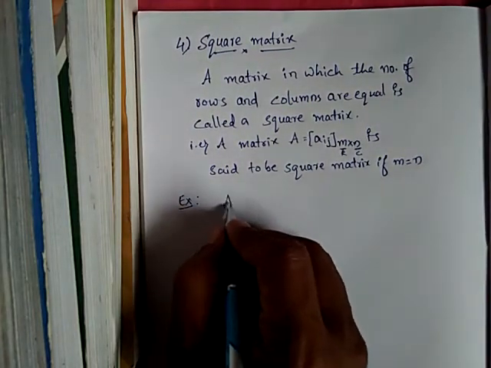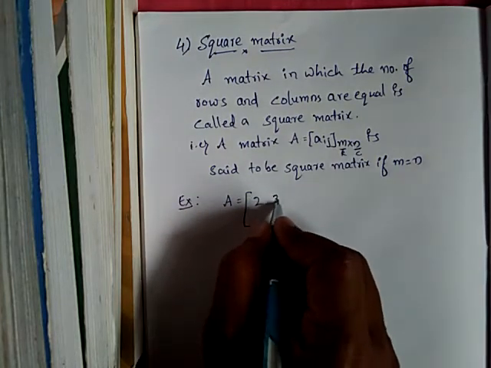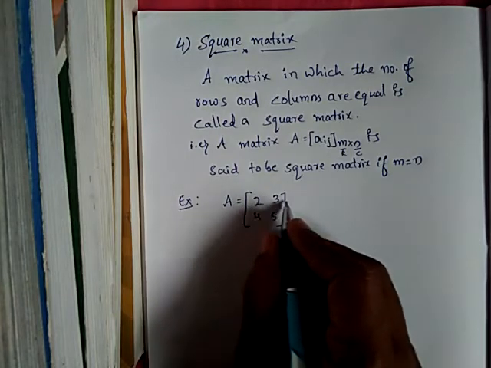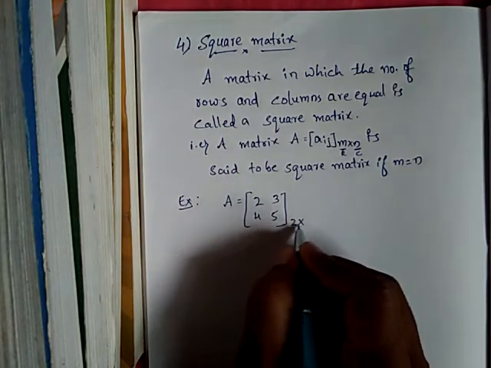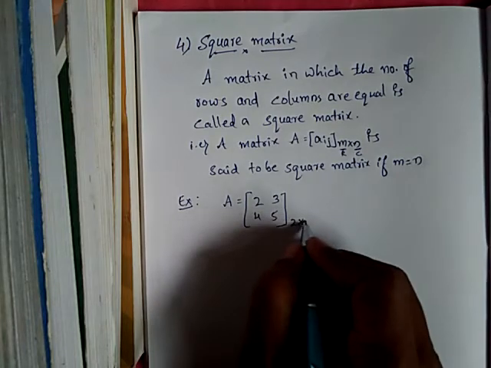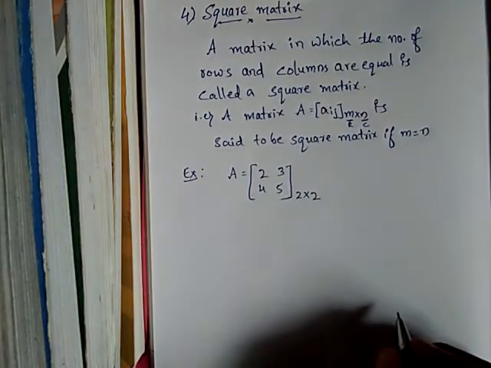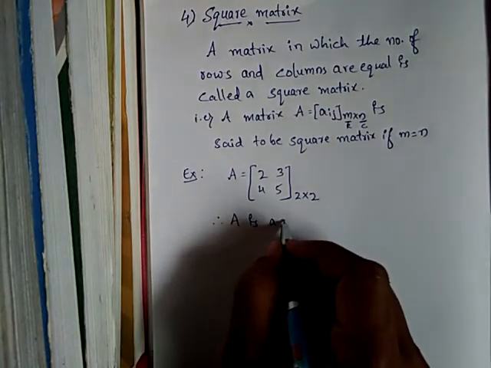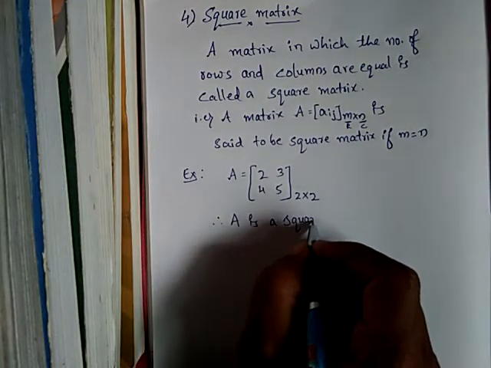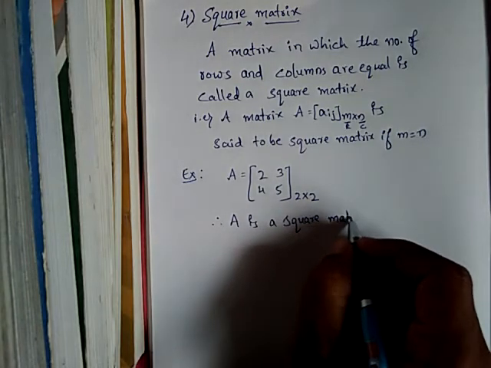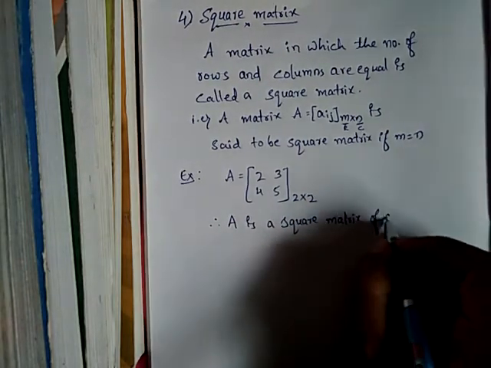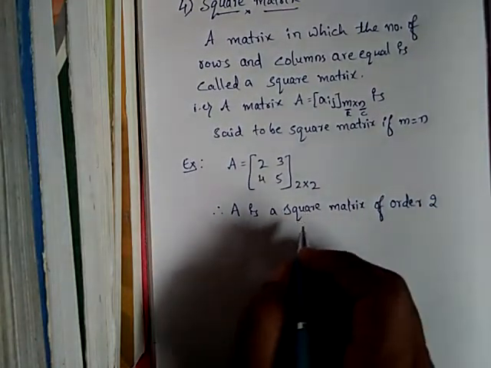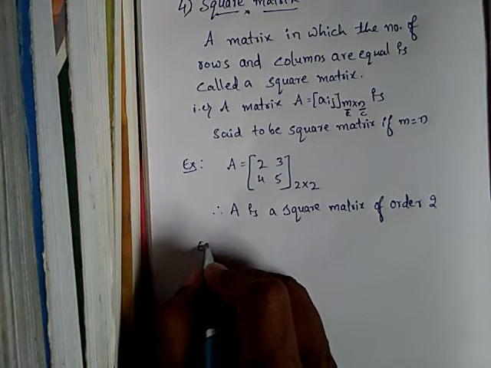So example, A is equal to 2 3 4 5. Here 2 rows are there, this one row, another row. So 2 columns, so 2 by 2 matrix. So you can say that here, therefore A is a square matrix of order 2.